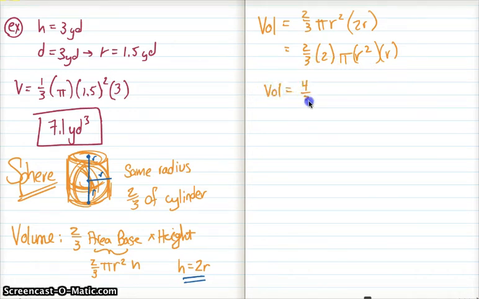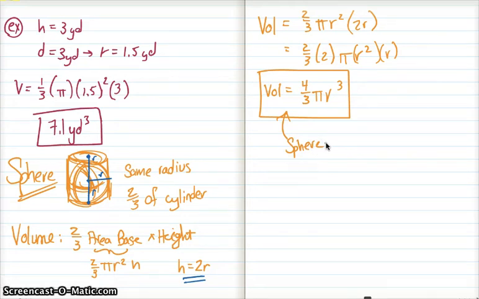You should get, we'll keep it 4/3 for now, 4/3 pi r cubed. So that's how you can develop the volume for a sphere. We can keep it 4/3 instead of saying 1 1/3 because you're going to get a repeating decimal either way. 4/3 is 1.3 repeating.